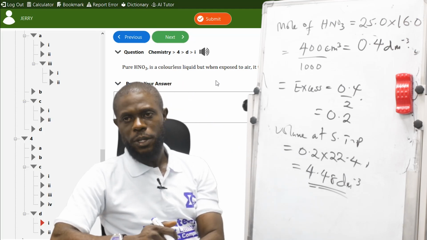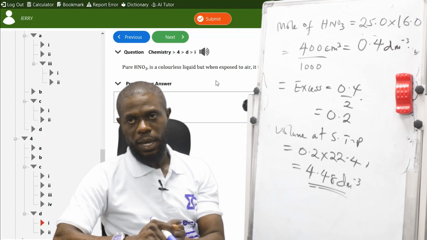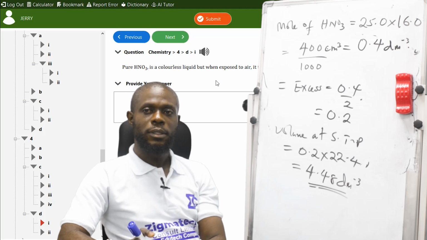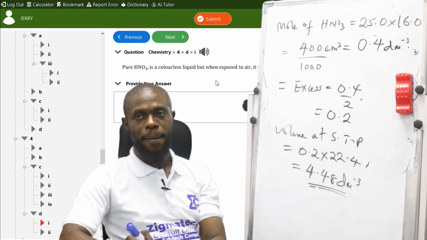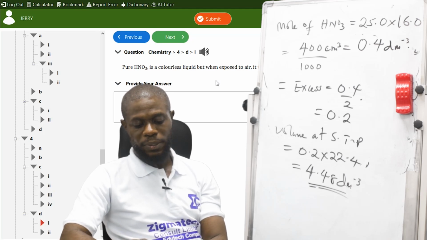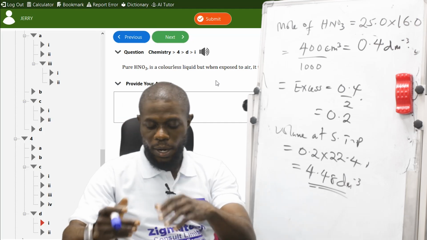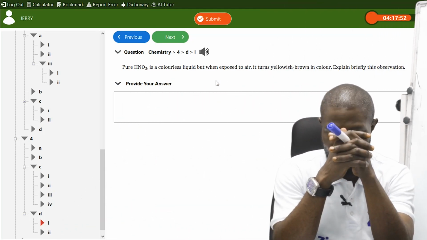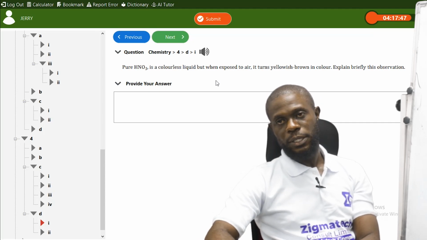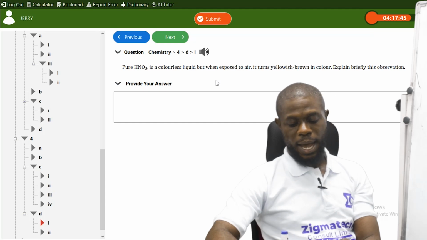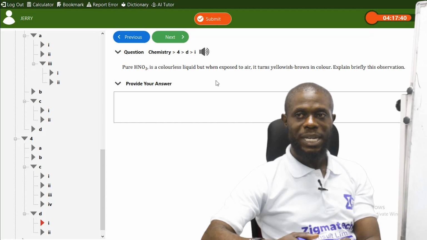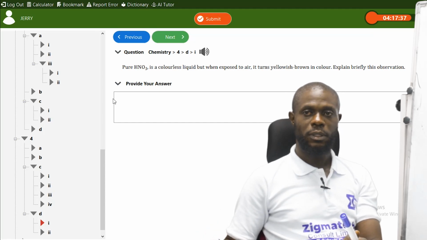Now, what did you observe? When the pure trioxocarbonate liquid is exposed to air, it turns yellowish brown in color. What did you observe? One, it undergoes decomposition. And two, the salt dissolved. That's what it means.